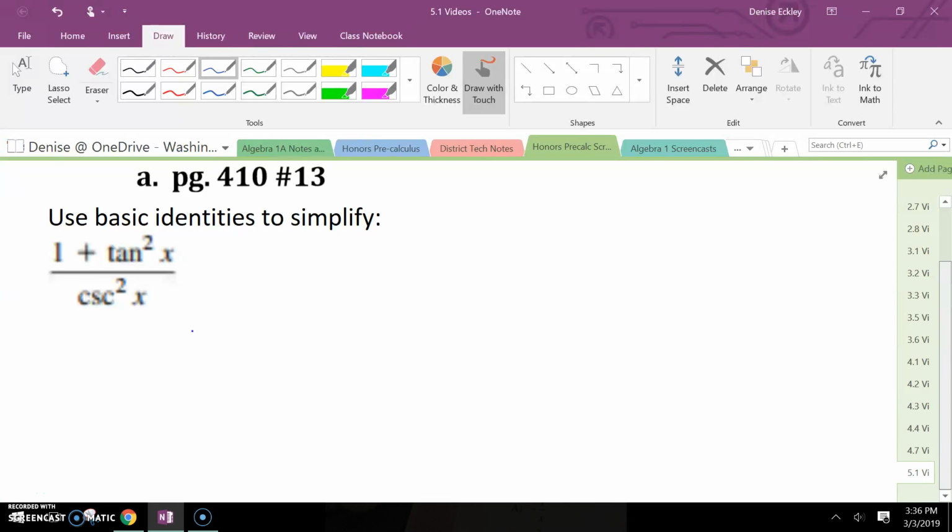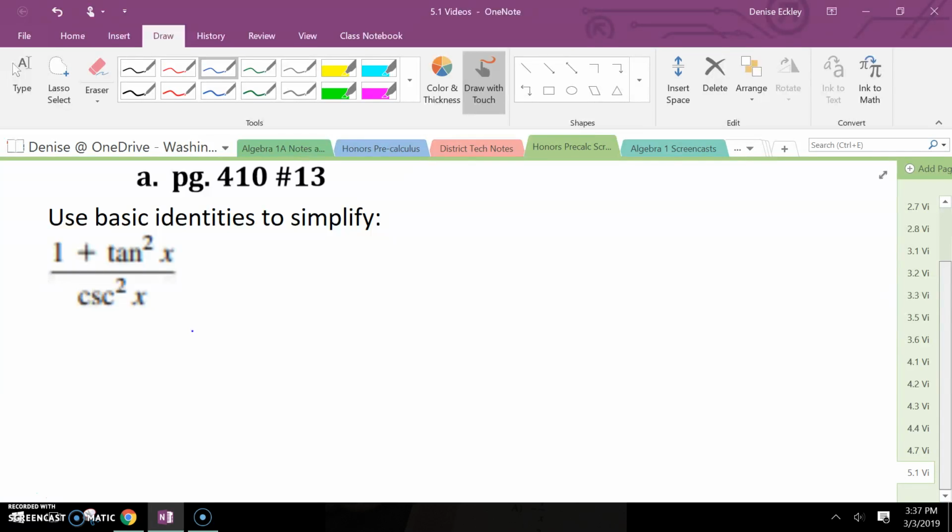Number 13 on page 410 is the first problem where we're going to simplify basic identities. And this is going to eventually lead to us proving identities or disproving identities in section 2. So we want to make sure that we have a good handle on the basic identities so that we can apply them in a proper way. So this problem is important to learn how to use some basic identities to simplify an expression.